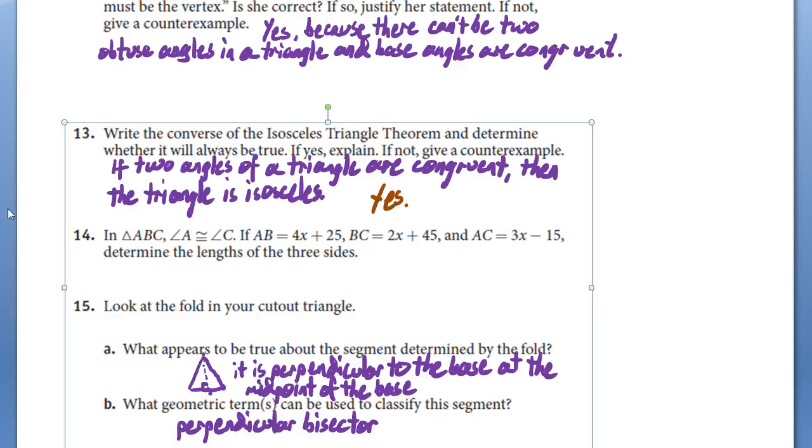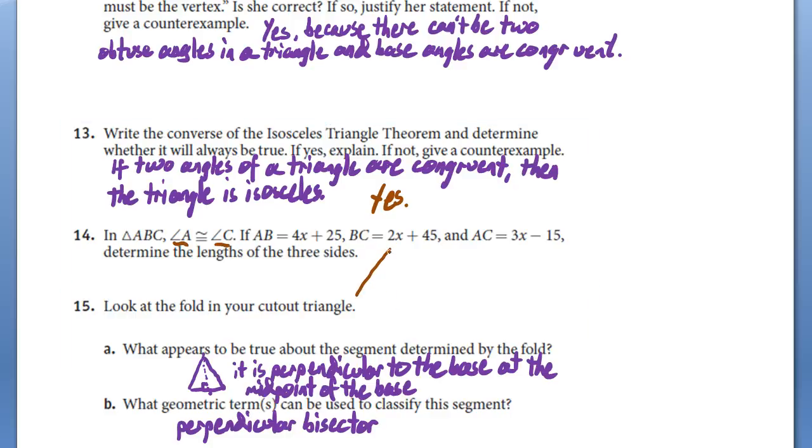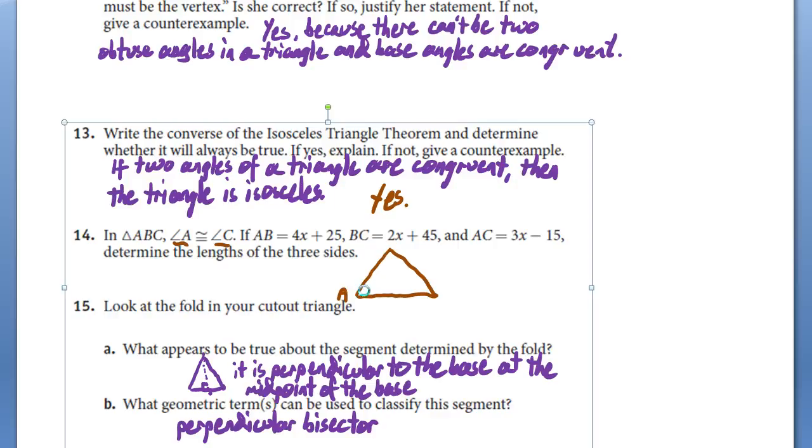Number 14, in triangle ABC, angle A is congruent to angle C. So if we draw a quick sketch of this, that fact helps us to know that this base angle is where A is, and that this base angle is where C is, because these are the ones that are congruent. And then we know that it's the letter B, that's the vertex angle. Now we can label the sides.